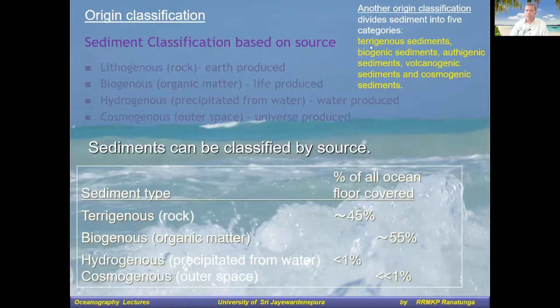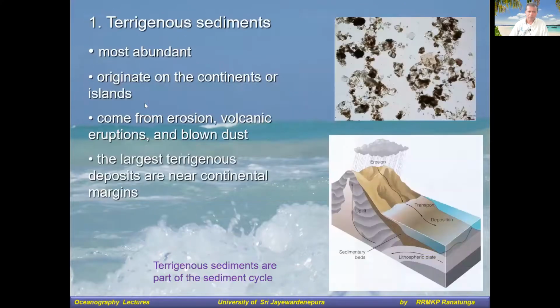As I mentioned before, some classifications talk about 5 different sediments: Terrigenous sediments, biogenic, orthogenic sediment, volcanogenic sediments, and cosmogenic sediment. Orthogenic is something naturally formed in the ocean, and volcanogenic is anything derived from volcanic activities. But volcanic activities are also some sort of earth-produced sediment, so there's not much science here. So we'll stick to the other classification, right?